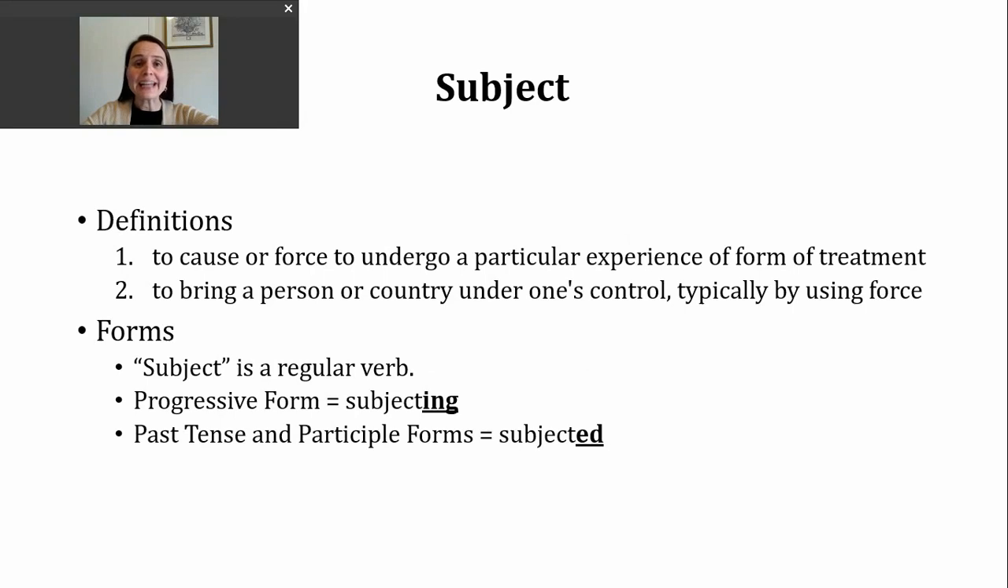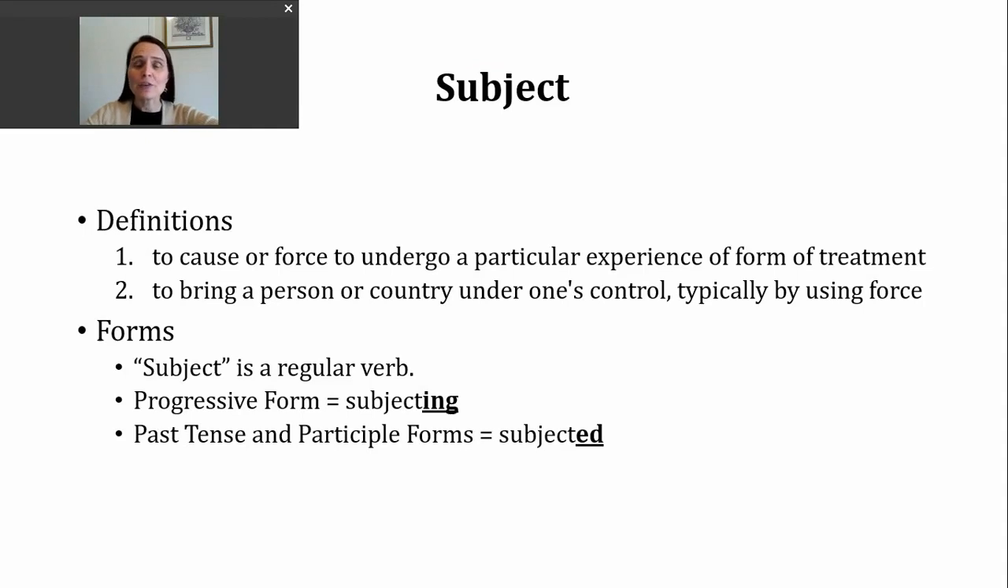The first way you might hear subject used is to mean to cause or to force someone or something to undergo a particular experience or a particular form of treatment.